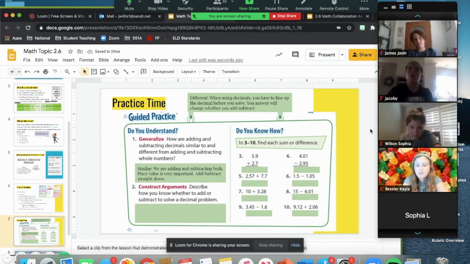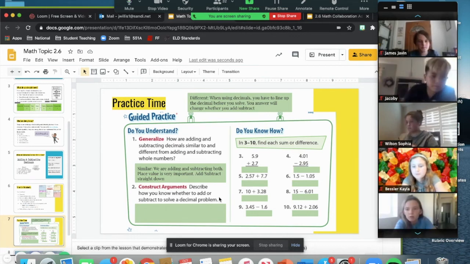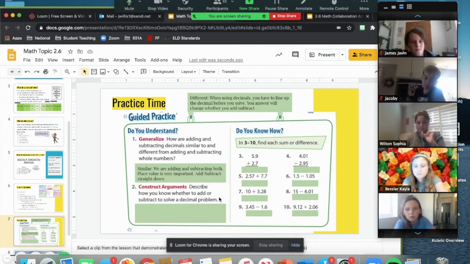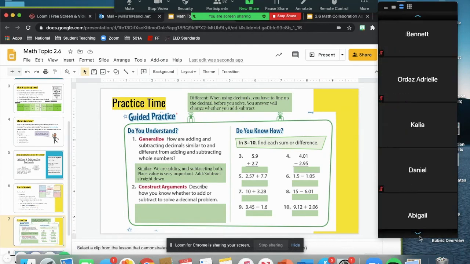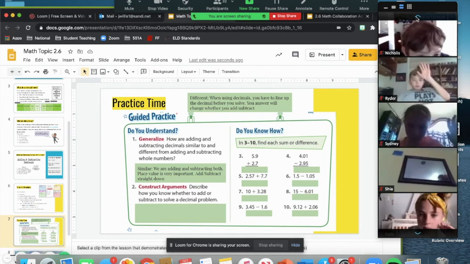Let's look at number 2. Describe how you know whether to add or subtract to solve a decimal problem. This one's easy, you guys. I should see 30 hands. How do you know whether you add or subtract? Mr. Willis, yeah. You wrote you instead of your. Thank you.